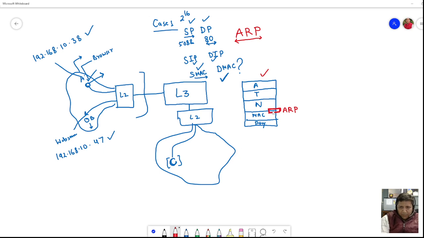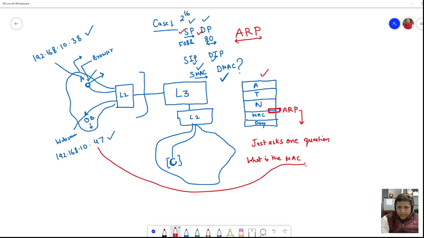Because ARP starts here, if ARP wants to send any message, ARP does not require source port, destination port and other things. In detail, ARP will be covered later, but in simple terms, ARP just asks one question: what is the MAC of this IP address, the destination IP address? Because we know the destination IP address, but we don't know the destination MAC.